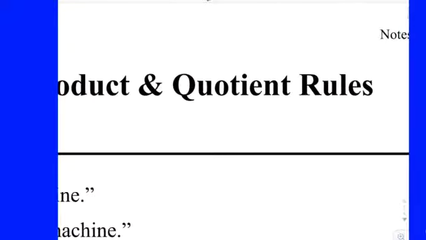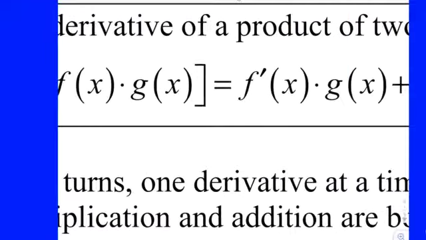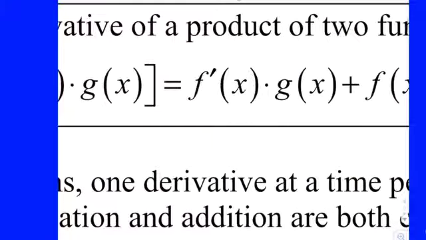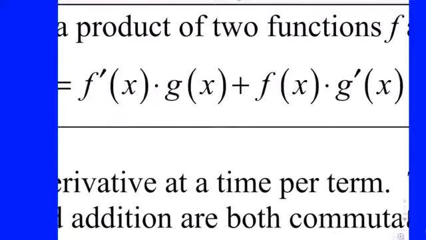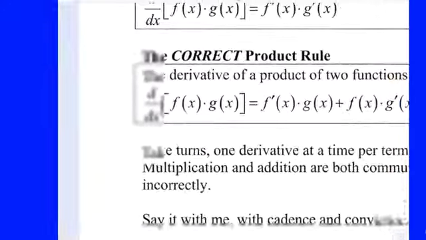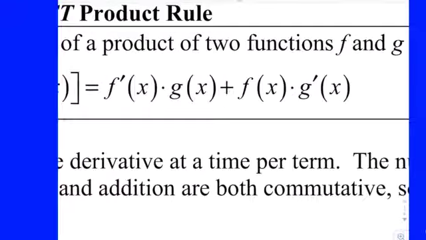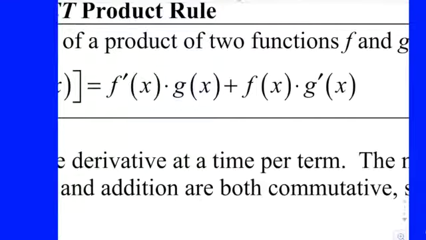So that's the bad news. It's not that simple. The good news is there is a correct product rule. And here's what it says. The derivative of a product, f times g, is f prime g plus f g prime. That sounds nice, doesn't it? The derivative of f times g is f prime g plus f g prime. F prime g plus f g prime.